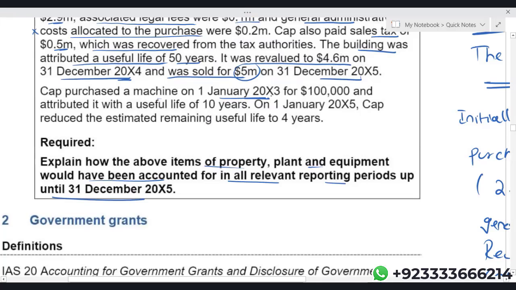Cap purchased a machine on 1st January X3 for 1 lakh, estimated useful life 10 years. On 1st January X5, Cap reduced the estimated remaining useful life to 4 years. Change in useful life is a change in estimate, and change in estimate is applied prospectively. Now, what is happening in X3? We are required to depreciate over 10 years. X4, the machine will be depreciated over 10 years, but after 2 years, useful life has changed. Now, after 2 years, we are saying the remaining life is only 4 years.